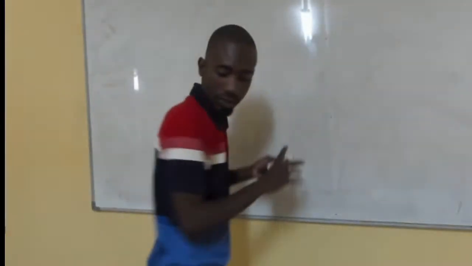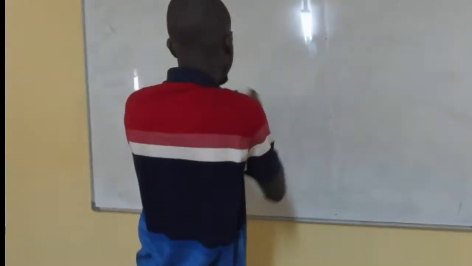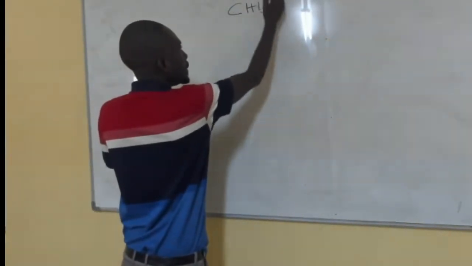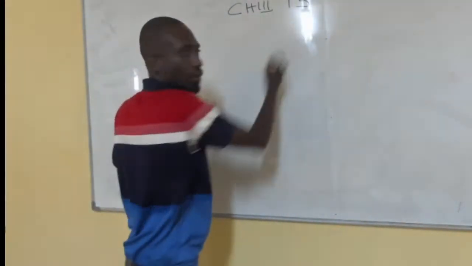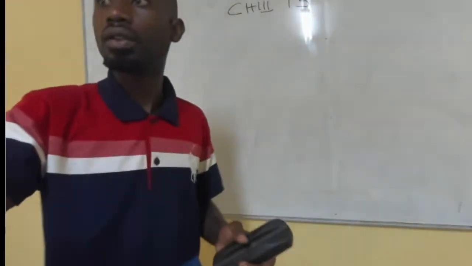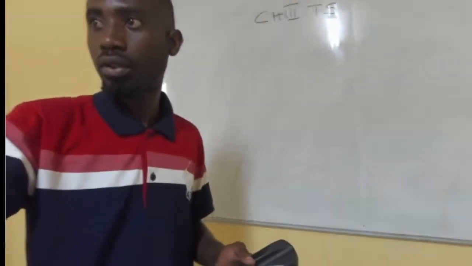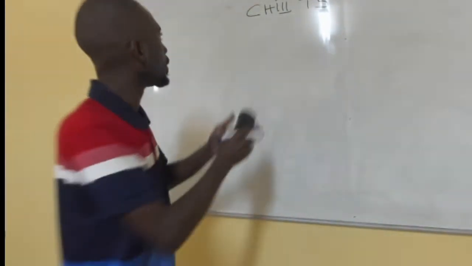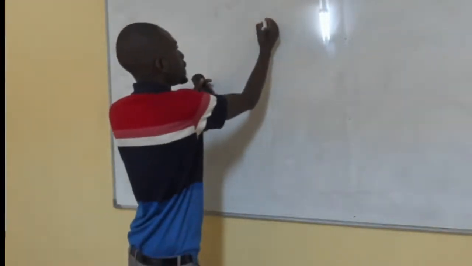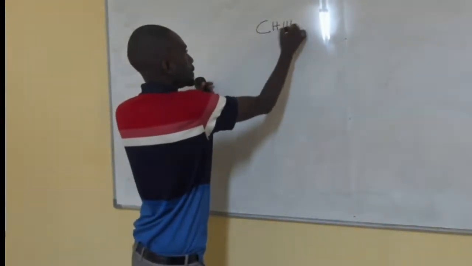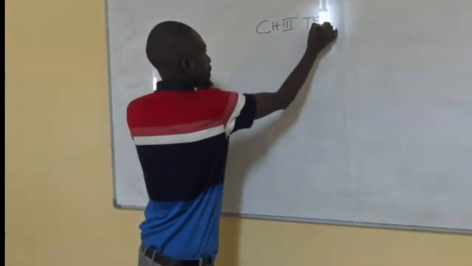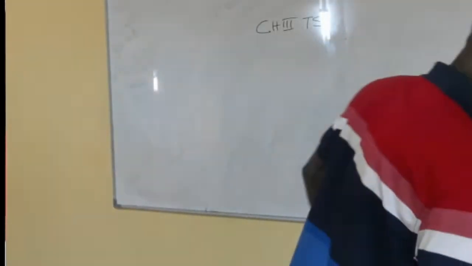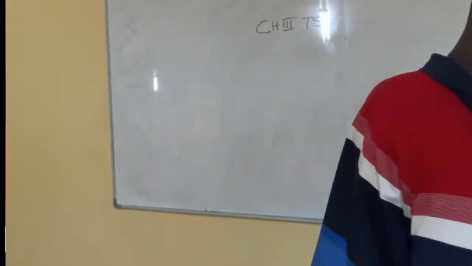Let me just write this down so that people are able to see. CH111 T5. Is it visible? Okay. Let me just go down. CH111 T5. So tutorial sheet 5.